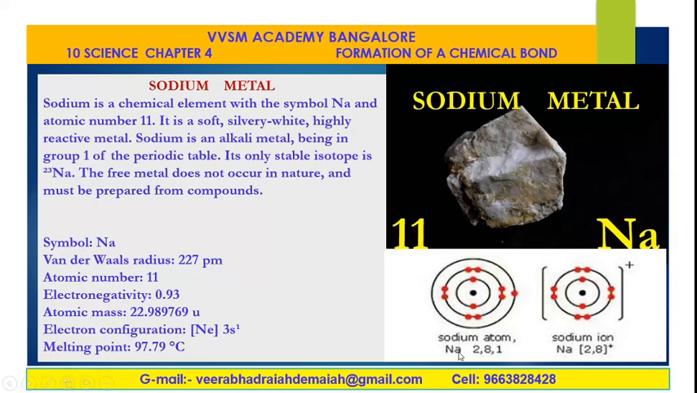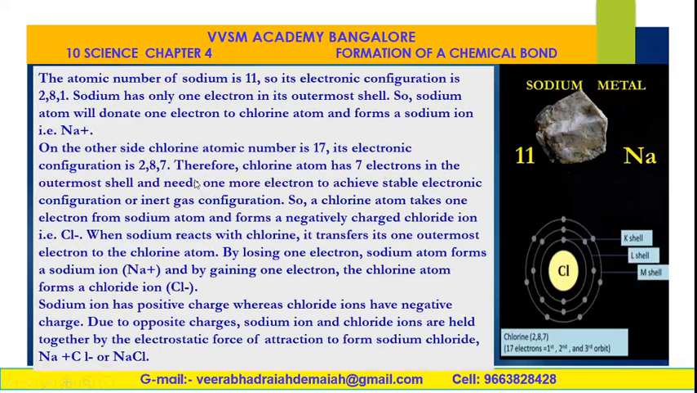This is the electronic configuration of sodium: 2,8,1. It loses its electron when it transfers from one atom to another atom, and then it gives a sodium plus ion, 2,8 plus ion. The atomic number of sodium is 11, so its electronic configuration is 2,8,1. Sodium has only one electron in its outermost shell, so the sodium atom will donate one electron, or transfer one electron to the chlorine atom, to form a sodium ion.